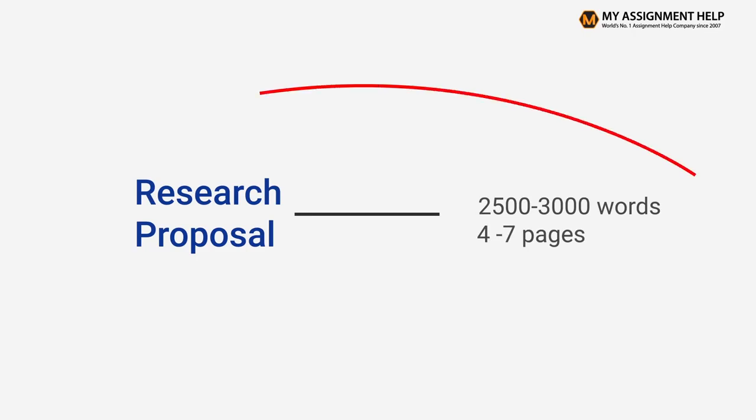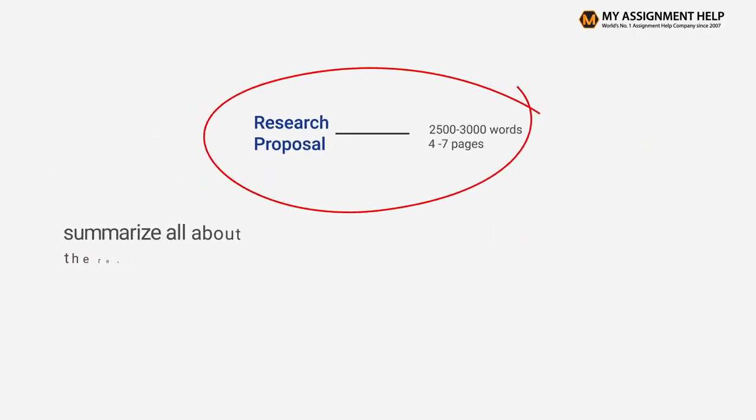A research proposal generally consists of 2,500 to 3,000 words, approximately 4 to 7 pages. Within these 4 to 7 pages, you have to summarize all about the research you are undertaking so that the grant committee finds it appealing, relevant, a quality research work, building upon pre-existing knowledge and providing a novel dimension to studies on the research topic.